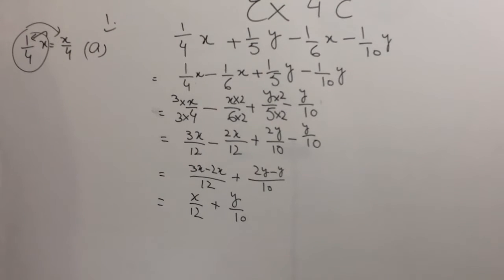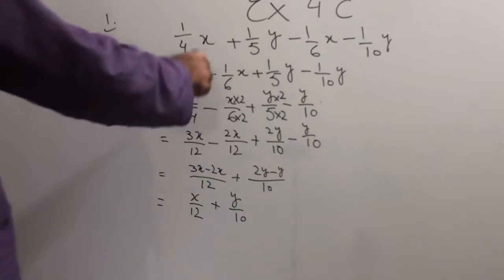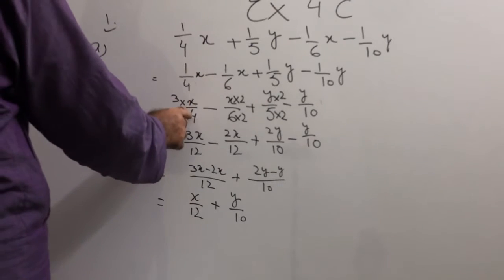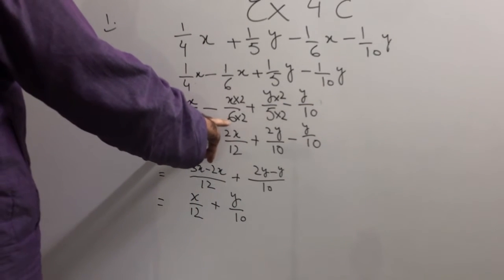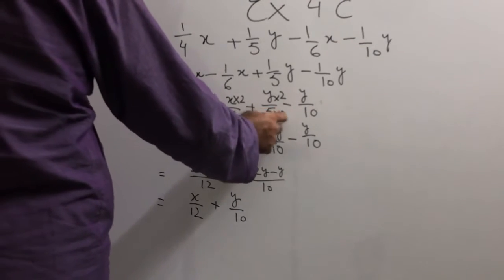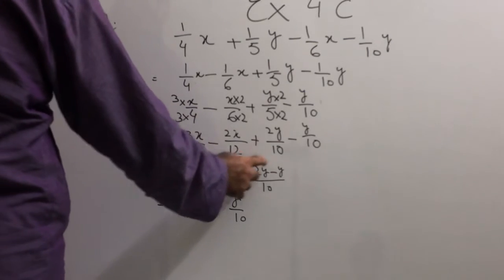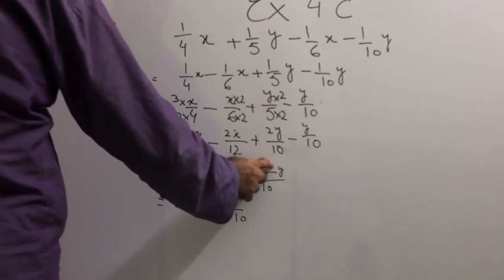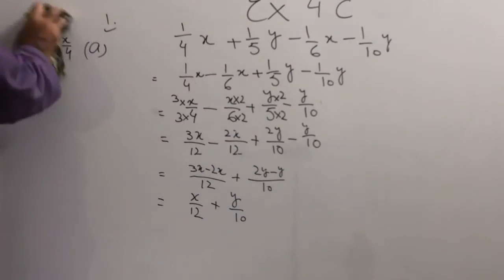I'll recap this. It was simplify each of the following expressions, 1 over 4x plus 1 over 5y minus 1 over 6x minus 1 over 10y. First step was to bring closer the like terms, x's and y's. Then x into 1 is x over 4, this is x over 6, this is y over 5, y over 10. Then we made the denominators equal for the x terms, 3 into 4, 6 into 2, became 12, 12. Here we did 10, 10, same. Then we wrote the denominator one time and 3x minus 2x, and 2y minus y. So 3x minus 2x is x, 2y minus y is y, x over 12 plus y over 10. This is the answer for part A.